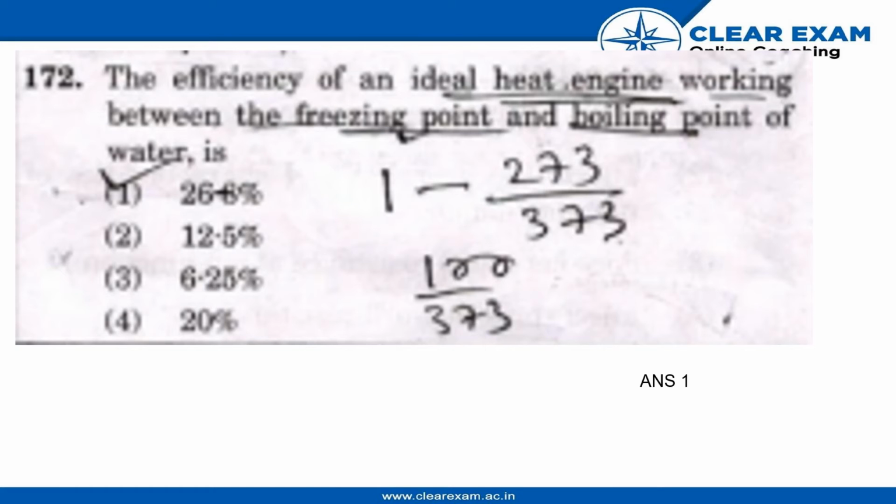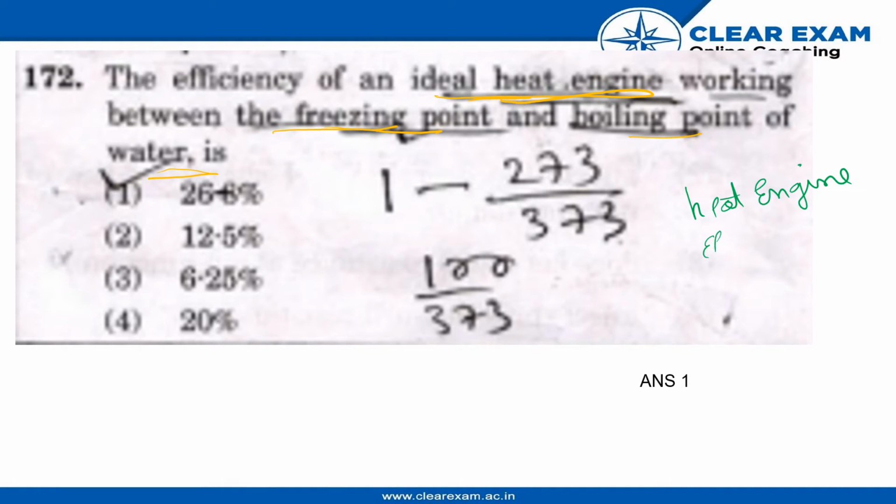The question is: what is the efficiency of an ideal heat engine working between the freezing point and the boiling point of water? So basically we have to find the efficiency of an ideal heat engine between the freezing point and the boiling point. The efficiency of a heat engine directly depends upon temperature.